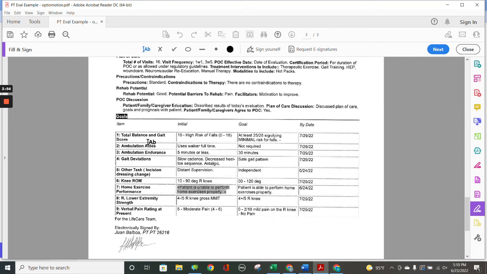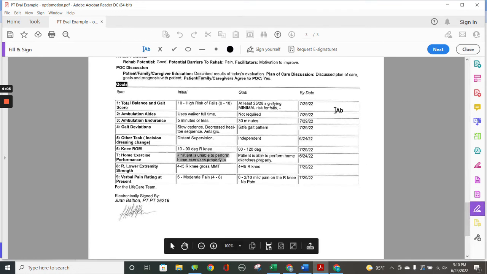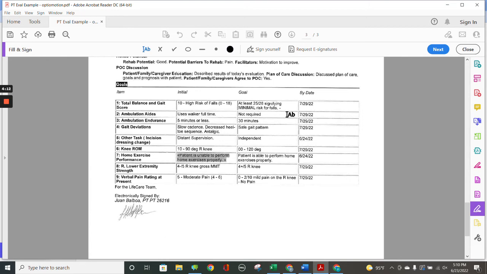Total balance and gait score. Currently, they're at a high risk of falls with a score of 10. We want the patient to be at least 25 to 28 once we're finished with them, which would be great. We want that done by July the 29th. Ambulation aids, currently with a walker. We want them to get to where they don't need the walker. Endurance, currently at 5 minutes. We want them to get to 30 minutes. Gait deviations, currently slow cadence, decreased heel-toe sequence, antalgic gait. We want them to get to a safe gait pattern.